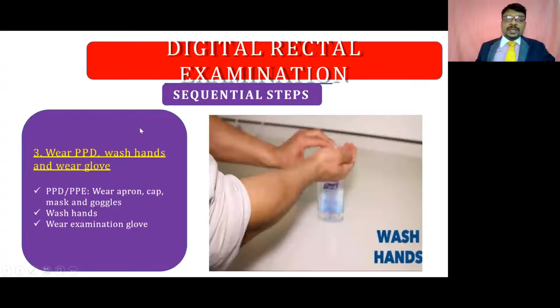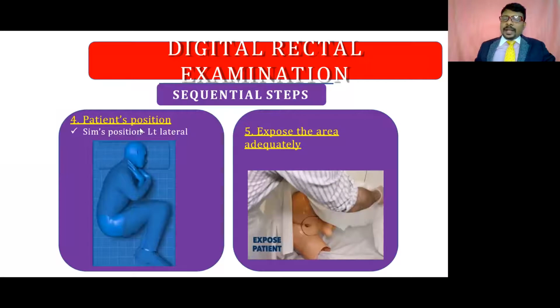So these are the sequence of the examination in the rectal examination. And also here we have to give the patient proper positioning. The patient should be in a relaxed position, the Sims position, that is the left lateral position. So we can ask the person to lie in the left lateral position, the side-lying position. Ask them to bring the knees very close to the chest. This position is comfortable and the best position for the rectal examination.